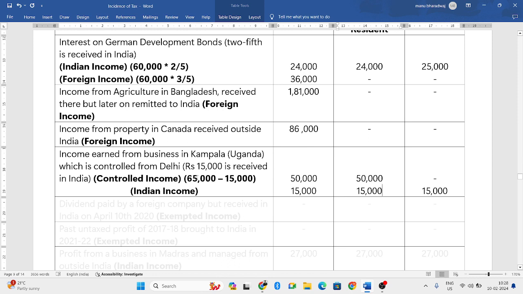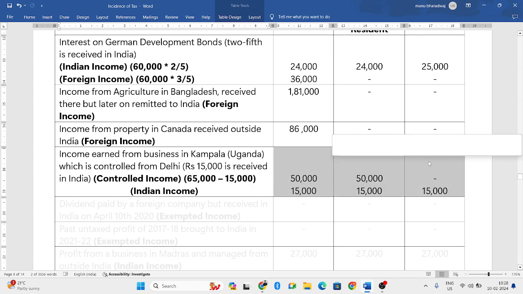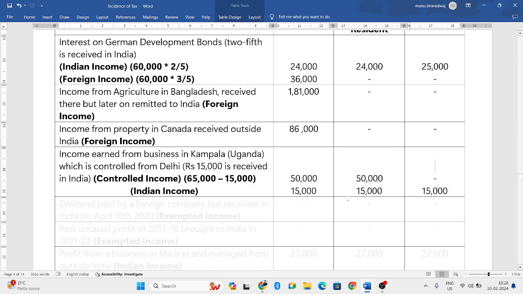Next, the remaining amount. The total amount is 65,000. In that, 15,000 was received in India. The remaining 50,000 is a controlled income. And in controlled income, only the resident and not an ordinary resident will be taxed.